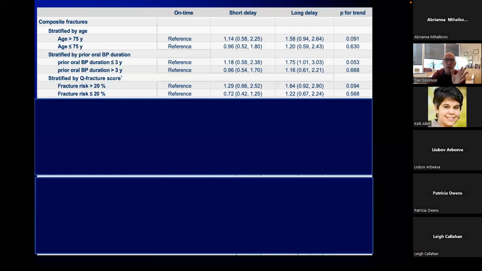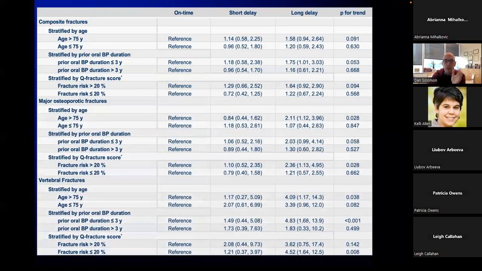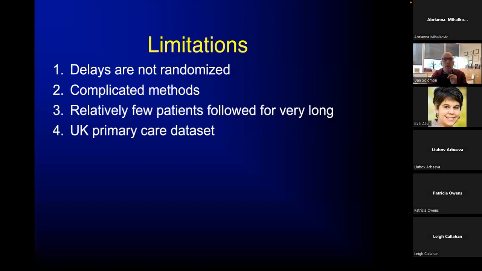This is some subgroup analysis that I'm not going to get into, just because we won't have time to talk about a second example. So, limitations: delays are not randomized. This is not a randomized trial. We are observing found data. It's a complicated method. This clone and censor is hard to explain. The Annals likes complicated methods, so it was the perfect place to send this paper. Relatively few patients were followed for very long, so that reduces the statistical power.